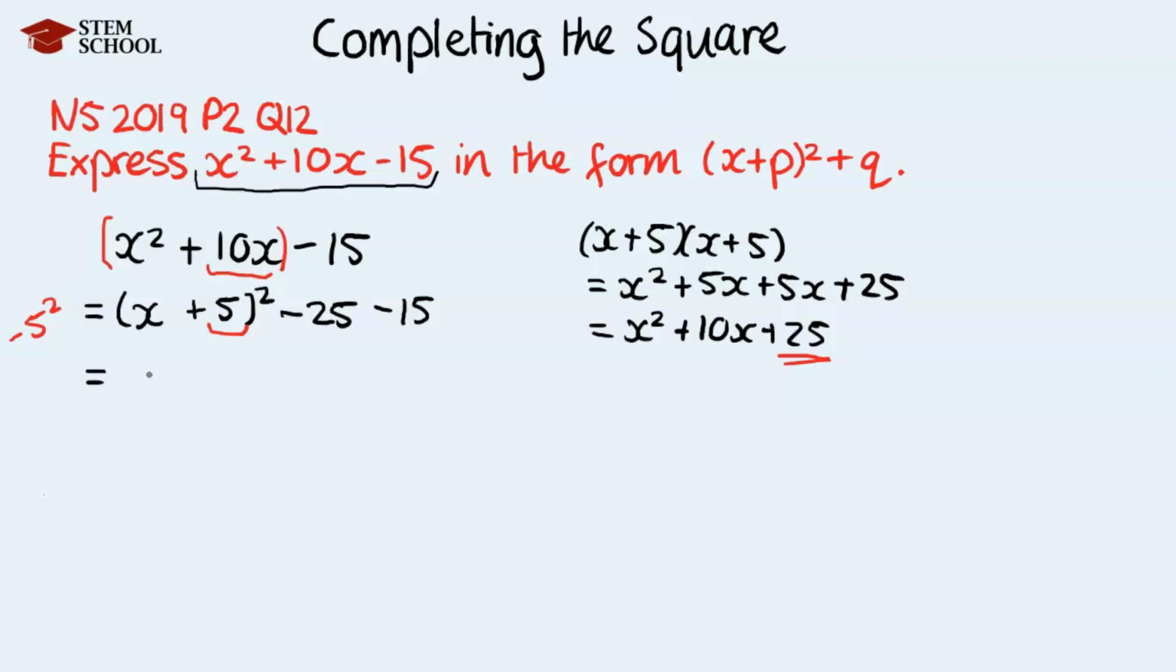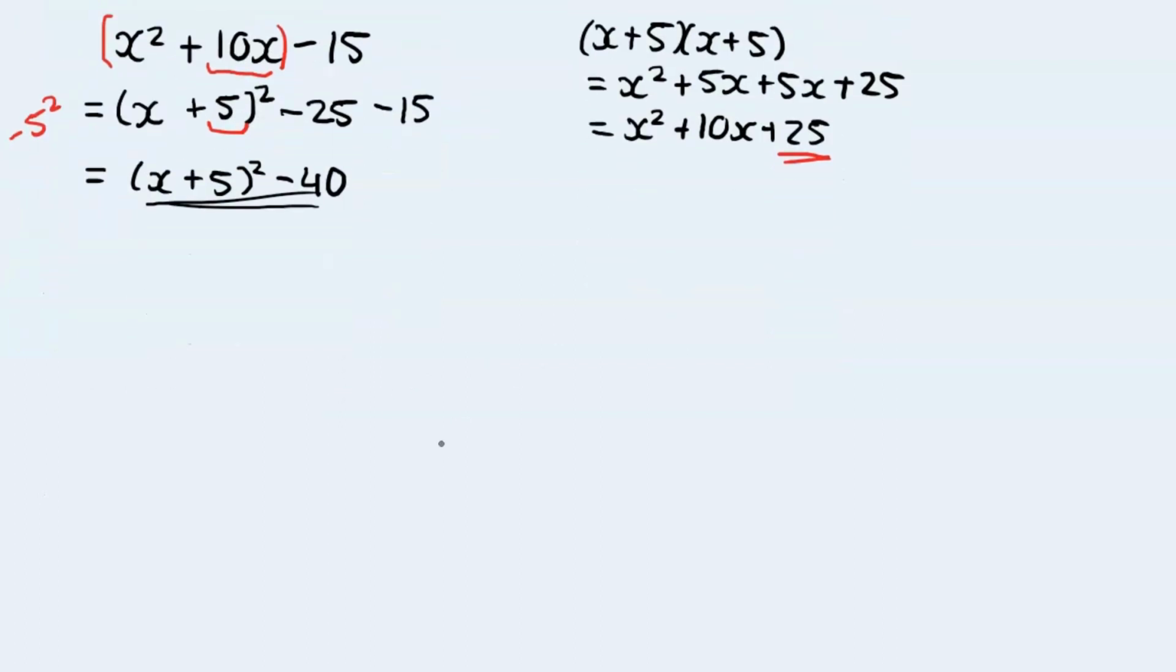So let's continue this. We have x plus 5 all squared, minus 25 minus 15, which is equal to minus 40. Okay, so that's the final answer. But this question didn't actually ask you to find the values of x, because we don't have a quadratic equation. But how would we actually find the values of x if we had it in the first place?